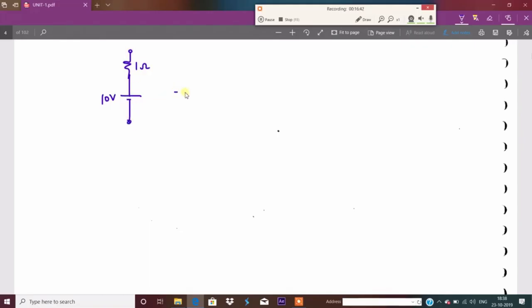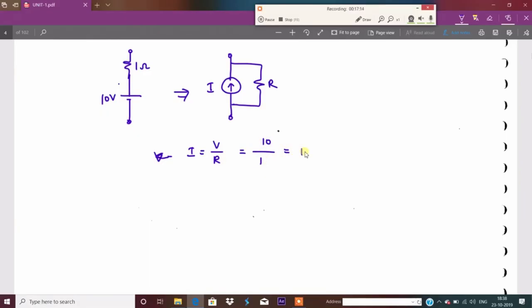So I want to convert this voltage source into a current source. You know the current source symbol, we had a discussion on that. This current source symbol has the current source I in parallel with the resistance or impedance R. So you know Ohm's law. What is Ohm's law saying? I is equal to V by R. What is V? 10 volts. What is R? 1 ohm. So what is the current? 10 amperes. We can place it here, current is 10 amperes.